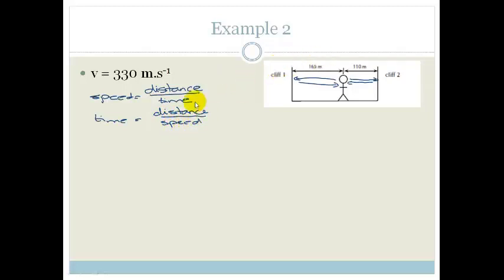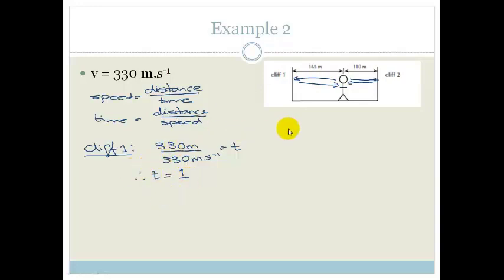But now for the first cliff, cliff 1's echo, our distance isn't just 165 meters. In fact, it's 165 times 2, because we have to get there and back. So the distance is 330 meters. And the speed is 330 meters per second, which equals the time. So in this case, the time it took for the echo to travel from the man to the cliff and back was just 1 second.